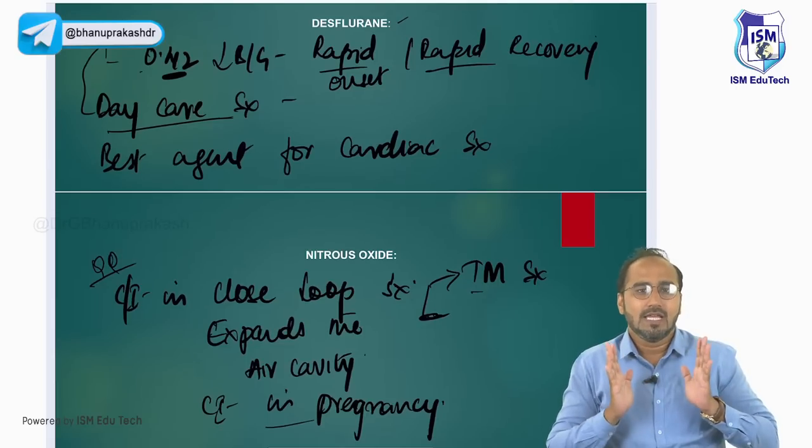In general anesthesia, you give a mixture or combination of drugs. We are using IV agents, inhalational agents and muscle relaxants. In IV agents, there are four IV agents: propofol, etomidate, thiopentone, ketamine. Whenever anyone asks about sodium thiopentone, remember it is a yellow amorphous powder. Sodium thiopentone is the best friend of CNS, enemy of other systems.